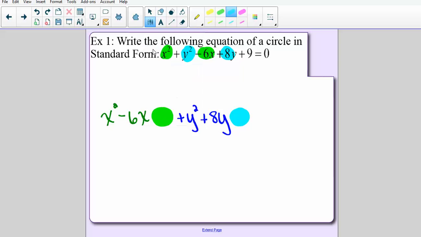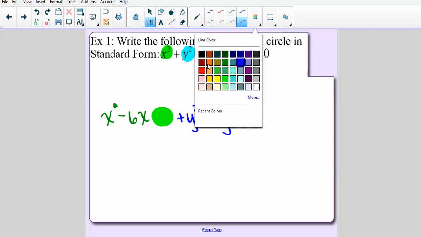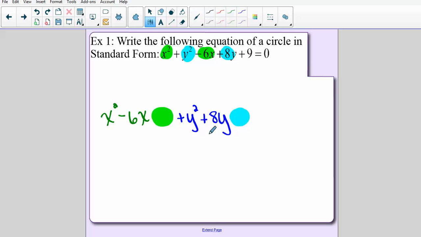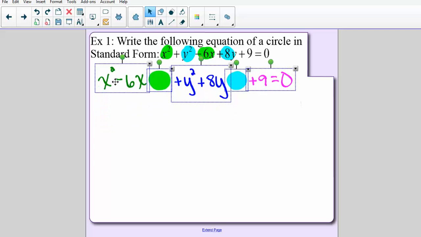That plus 9, if you look at the top of your page, look back at your standard form. Where does the r squared go? Where does the constant number go? It goes on the other side of the equal sign. So I typically just move it right away. If you want to do it then, or if you want to write it here, we're going to end up moving that over to the other side. I'm just going to move that to the top.